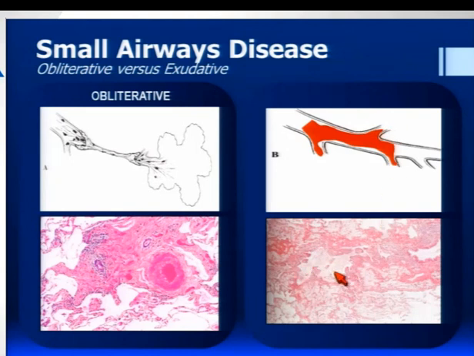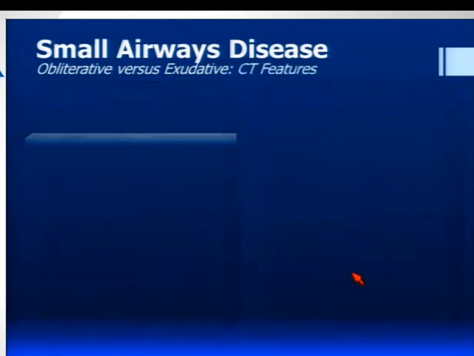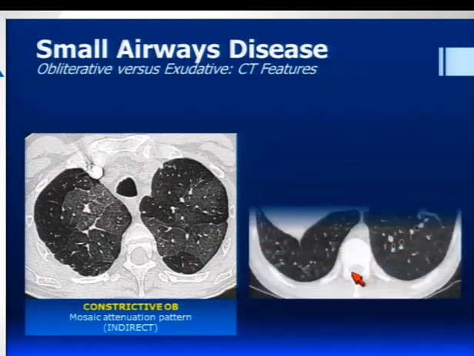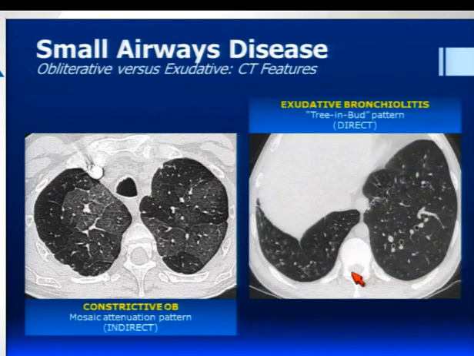You can see this material inside the airway, and then the inflammation around that small airway. And this is the so-called exudative form of small airway disease. Now, why is that useful? Well, I've said because those pathological entities actually have two respective radiological manifestations.